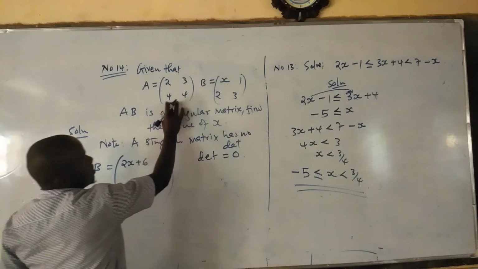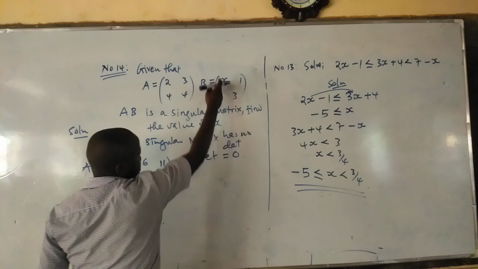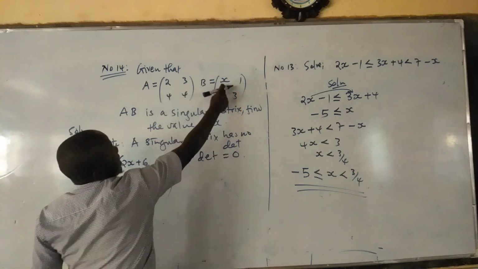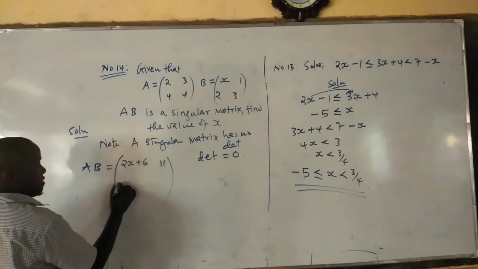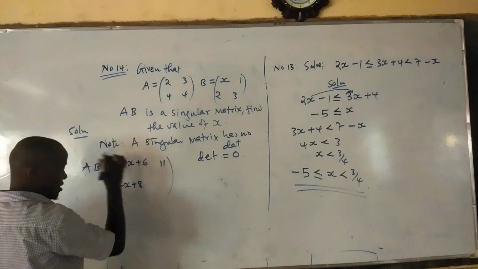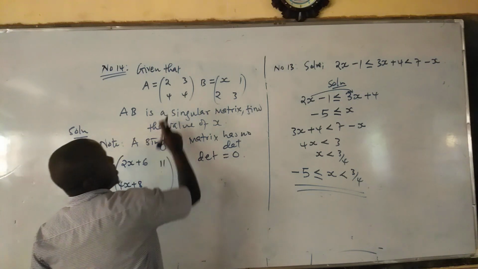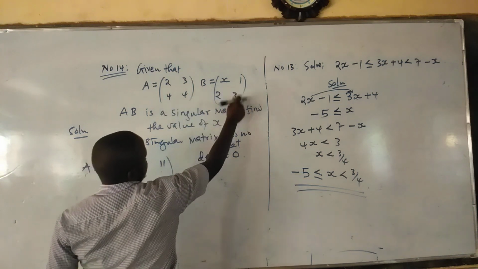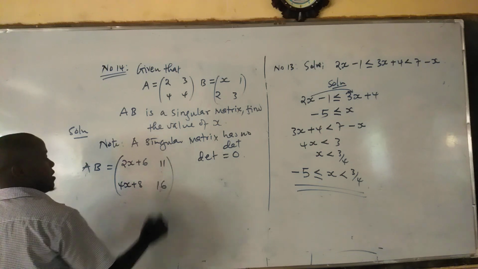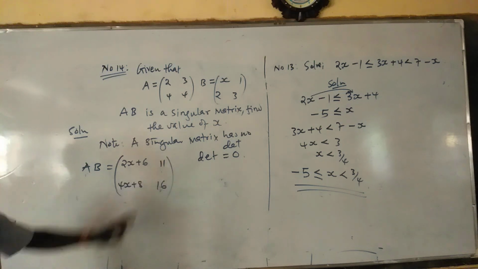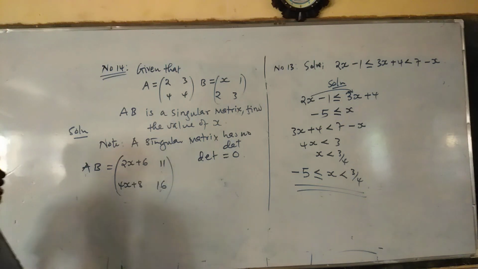The term here will be this row, this column. Therefore, 4 by x, you get 4x, plus 4 by 2, we get 8. Therefore, 4x plus 8, like that. Then the term here will be 4 by 1, 4, plus 12, which will be 16. Therefore, the product of AB will be expressed like that.